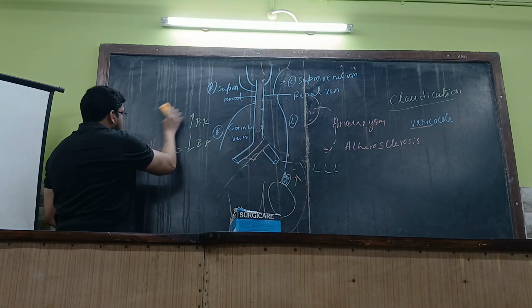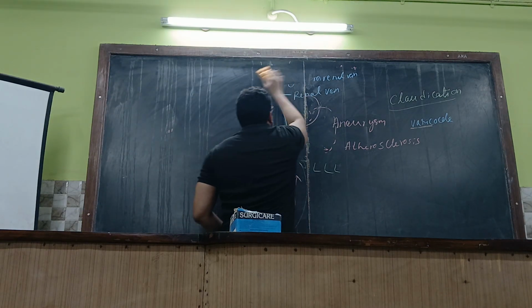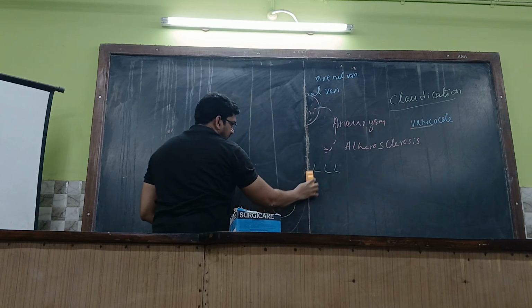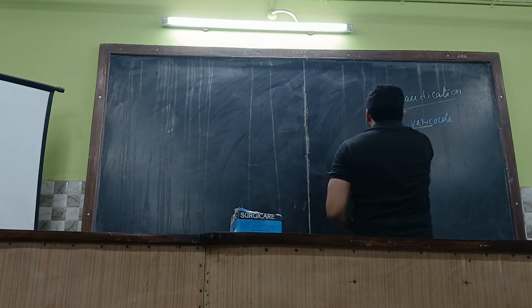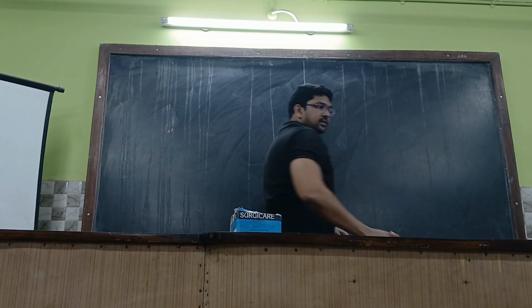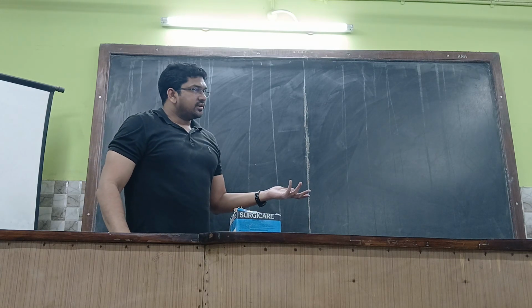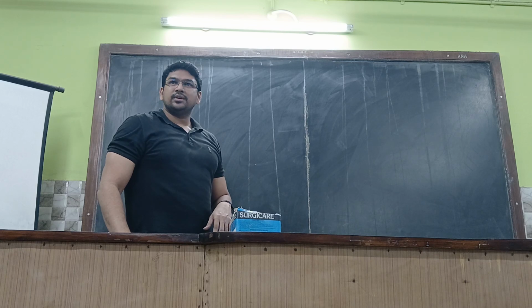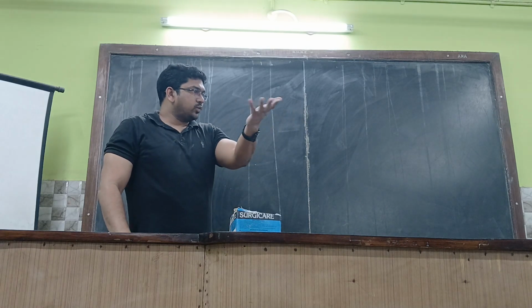So what are the branches of the common iliac arteries? Anybody? Branches of the common iliac arteries? First of all, external iliac artery and internal iliac artery. External iliac artery branches? What are external iliac artery branches? Inferior epigastric artery. Okay. Few other branches we already know.